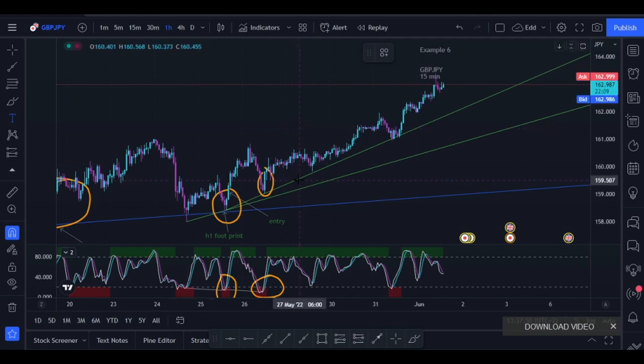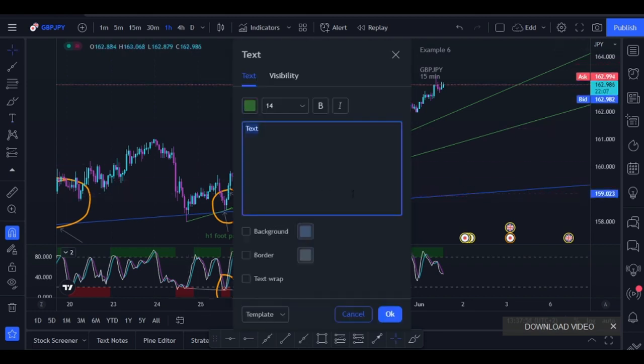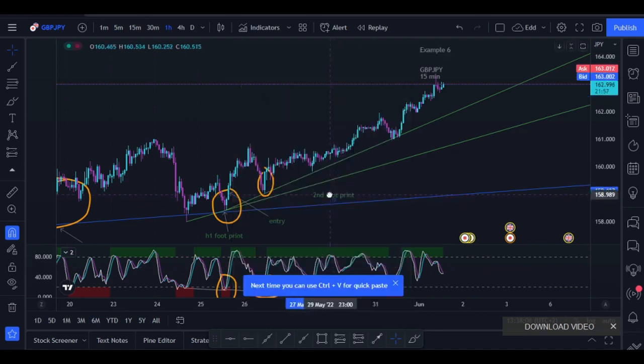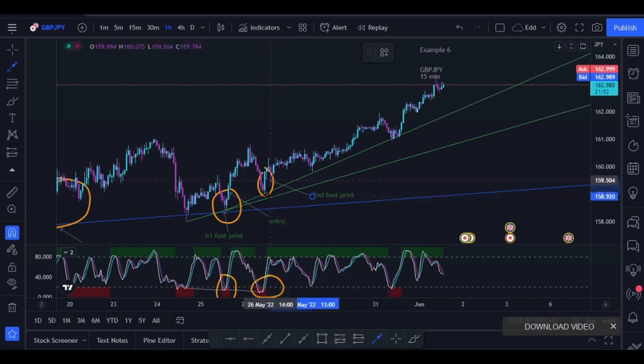Let's just write this here. Second footprint. Look at how clean this is, though. Look at how clean these entries are. Second footprint would have been right there. Let's draw a line pointing to the entry. That would have been your entry. Now the footprint, and your entry would be right there. Look at how clean it is, though. You would have entered at the bottom and then enter over there.